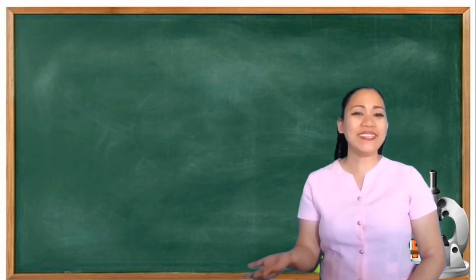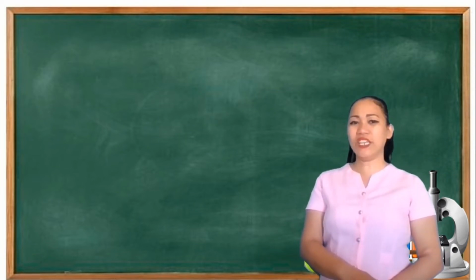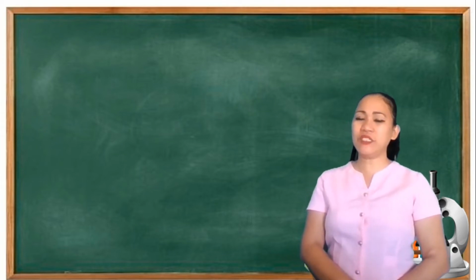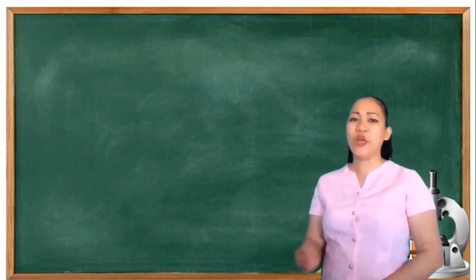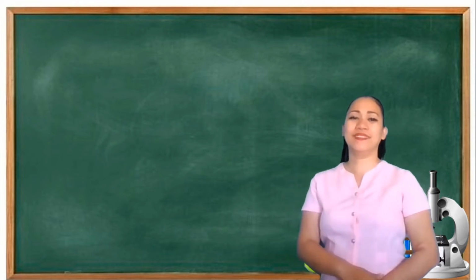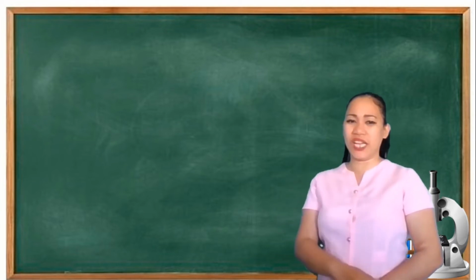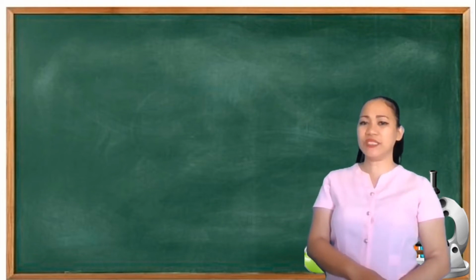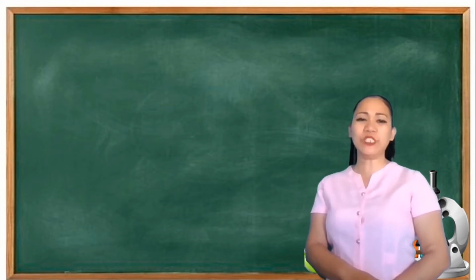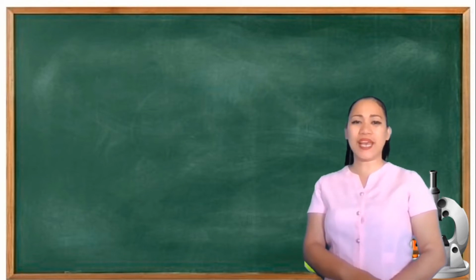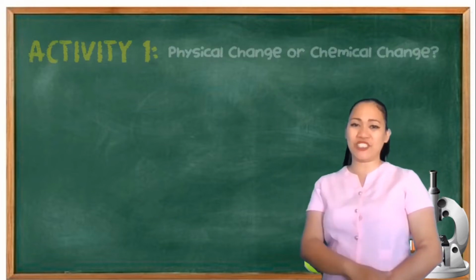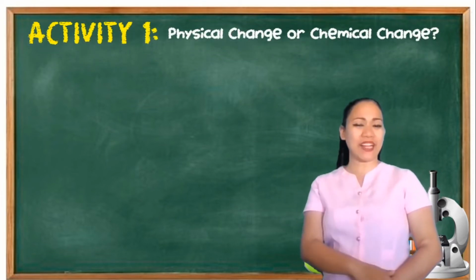How did you find the test? Don't worry if you get a low score. This only means that there are more things that you can learn from this lesson. So, have fun! Let's have a recall. As I was wandering the streets, I have here listed materials that undergo certain changes. Help me identify what kind of changes these undergo, physical or chemical change. Let's do this Activity 1.